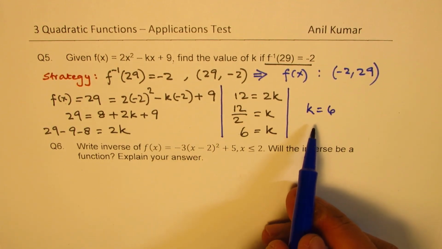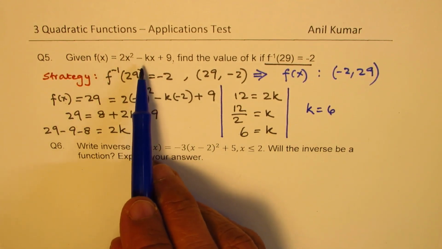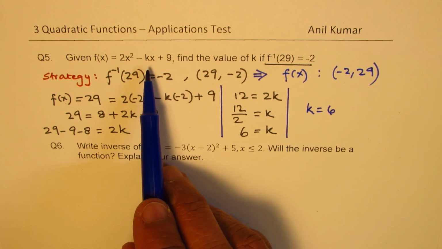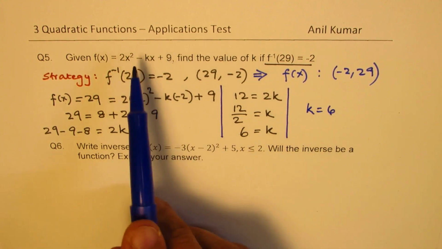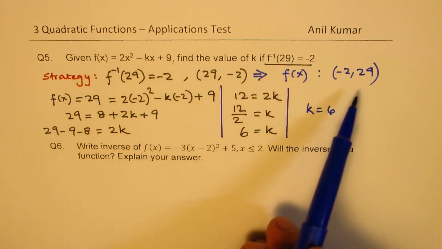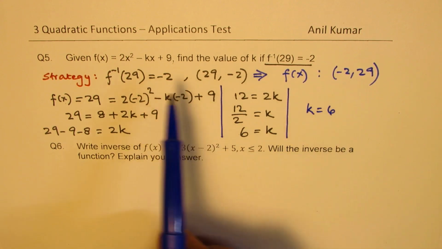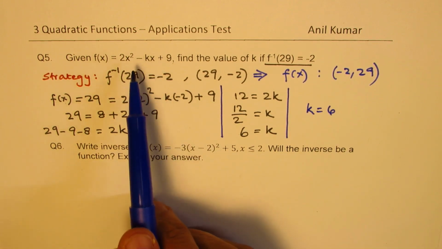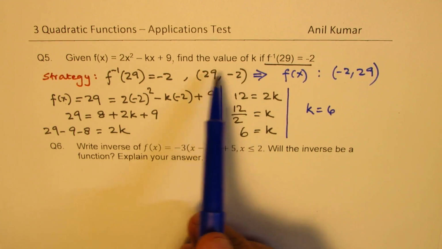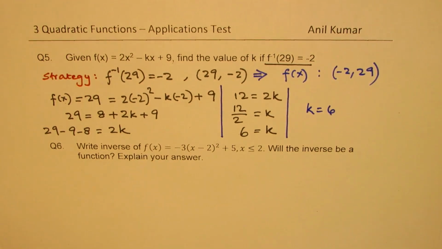Now the important thing here is that we didn't really find the inverse of this function, correct? However, we could get the value of k in the equation using the point, since the inverse and the function points swap, right? That's the strategy. Okay, so I hope you appreciate this.